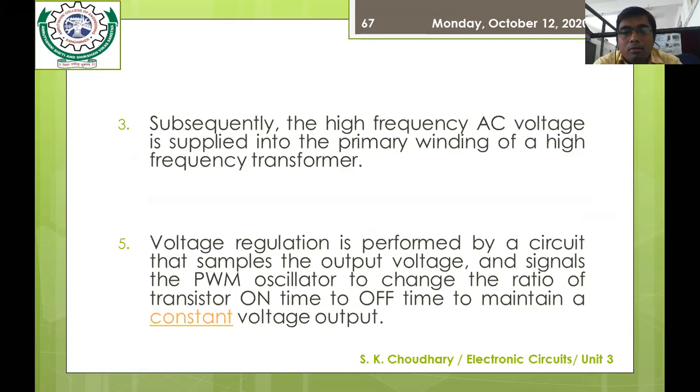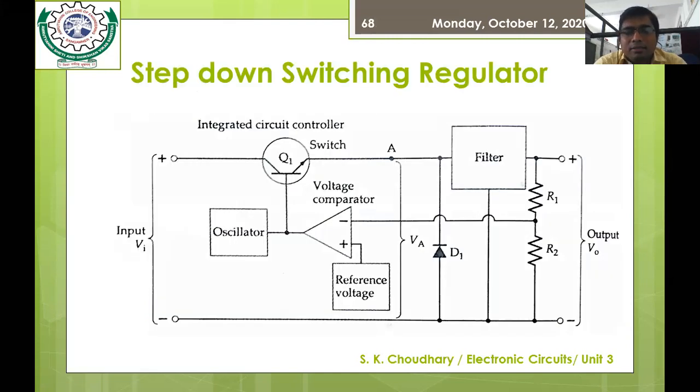Now, generally I have told you that we are using a switching regulator as an SMPS. Up to before this particular topic, whatever we have learned was all about the linear regulators, where we learned the fixed voltage regulator as well as the adjustable voltage regulator. So now we have come to the topic of switching regulator. This is a circuit diagram of the step down switching regulator. It is nothing but a circuit diagram of an SMPS, you can say.